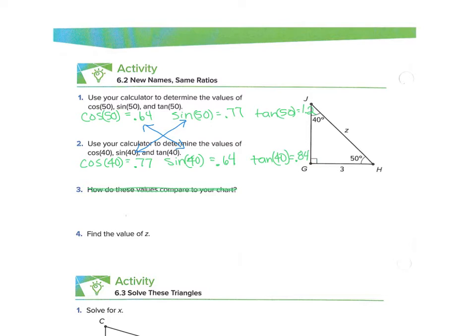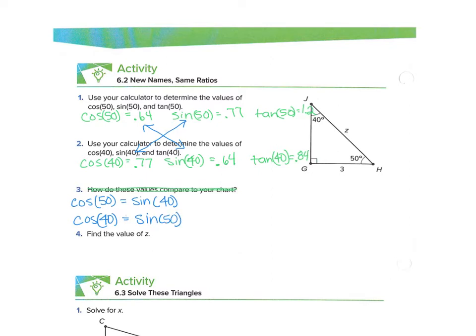So in the space for number 3, can you please write down the following? That the cosine of 50 degrees was the same thing as the sine of 40 degrees, my two acute angles. And the reverse was also true. So starting now with my second statement, the cosine of 40 degrees, 0.77, was equal to the sine of 50 degrees, which was also 0.77.